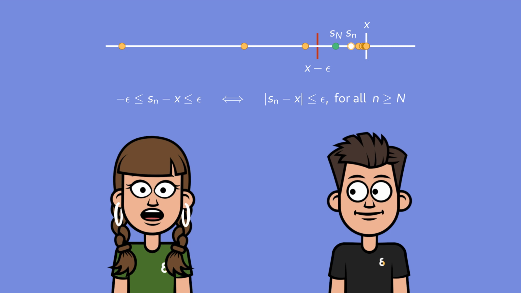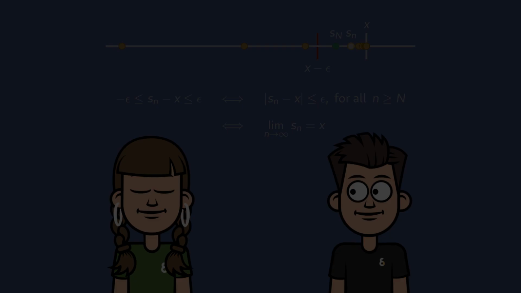Since we start with an arbitrary epsilon and showed s sub little n is within epsilon of x when little n is big, the sequence converges to x, and now we have successfully finished the proof. Good job, that was not an easy proof, but now it's over.